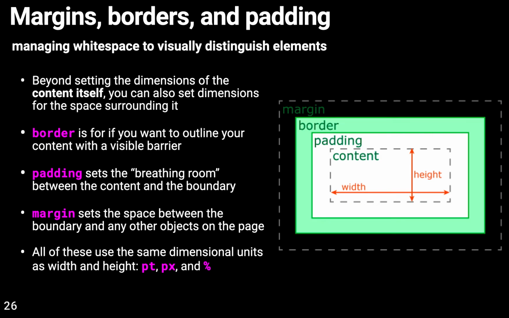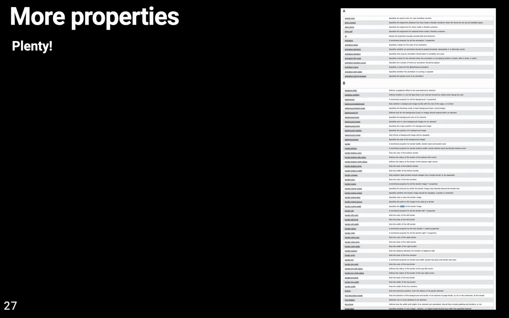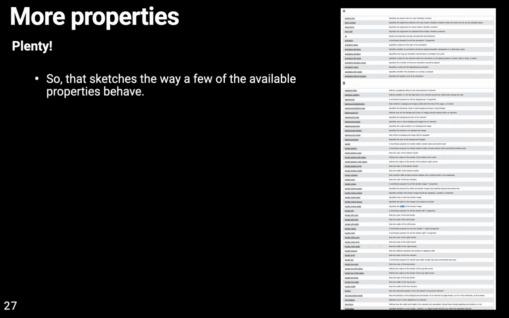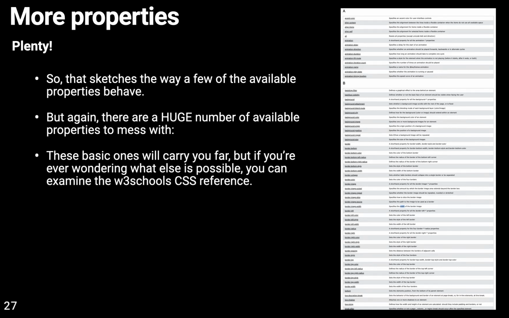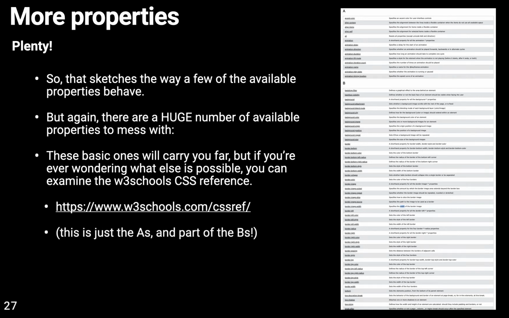Yeah, so on top of that, there are tons more properties available. This sketches a few of the available properties and how they behave. But there's tons available. The basic ones that we've just covered will carry you pretty far. But if you're ever wondering what else is available and what else is possible, jump to the CSS reference, right? Don't be afraid to Google things. And don't be afraid to search this website, right? It's full of abilities, full of things you can do. This little cutout I've put on the side, even though it's super zoomed out, that's just the A's and a little bit of the B's. There are tons of properties you can change in CSS land.